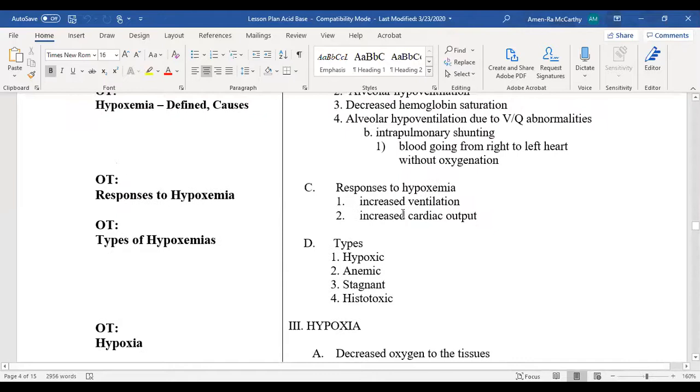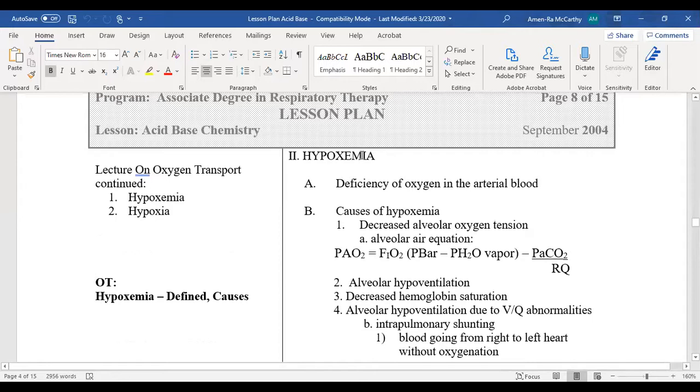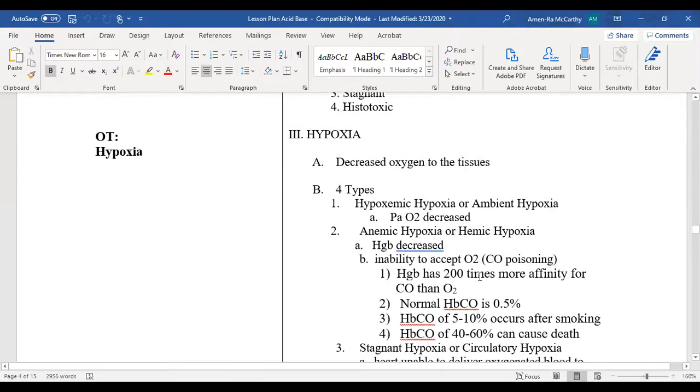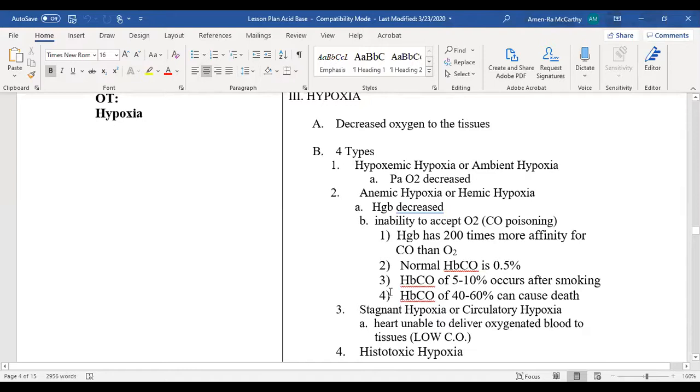Hypoxemia, deficiency of oxygen in the arterial blood. That's emia. Remember, emia is blood. And hypoxia, just hypoxia, is decreased oxygen in the tissues. And now they're going to explain all four types of hypoxia.